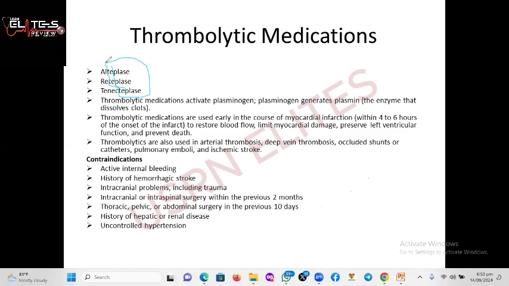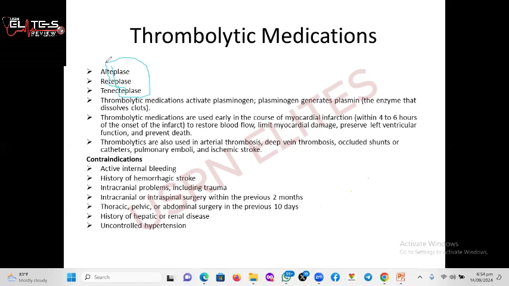And then anyone who has also had an abdominal, thoracic or pelvic surgery within the last 10 days, they are also not candidates for thrombolytics, because it will dissolve any clot in there. It could equally affect the integrity of the surgical site. And so that is why you don't give this. And anyone with hepatic or renal issues, uncontrolled hypertension, they are all not candidates for thrombolytic medication.